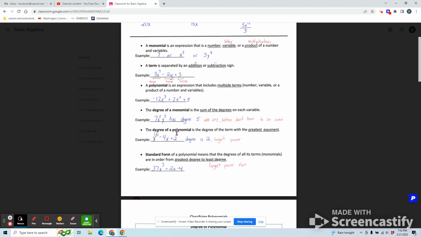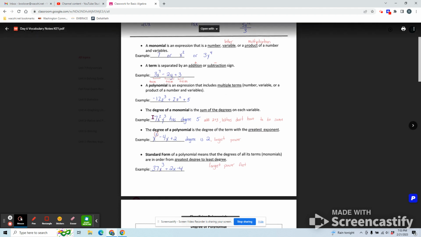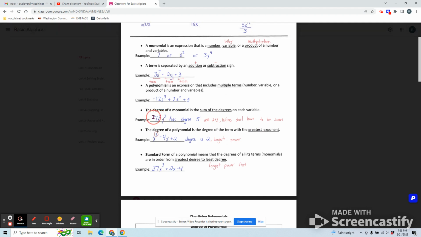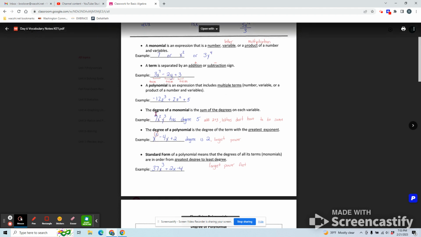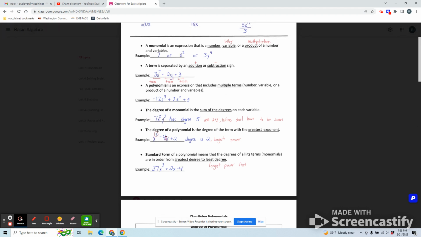The degree of a polynomial is the degree of the term with the greatest power. So now that we know how to find the degree of a term or a monomial, we want a degree of a polynomial. And that's where we just find the largest power. Just like we did up here, we found the largest degree of all of the terms. So this one, my degree is 2 because it's the largest power, it's the largest degree.